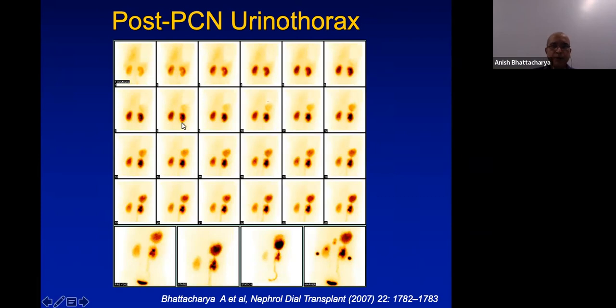So as you can see, during the study, there is a collection of the tracer going out of the right kidney, superior to the right kidney, and then it starts collecting. This is in the pleural cavity. Delayed images also show excretion through the ureter as well as into the pleural cavity. So this is a right-sided urinothorax.